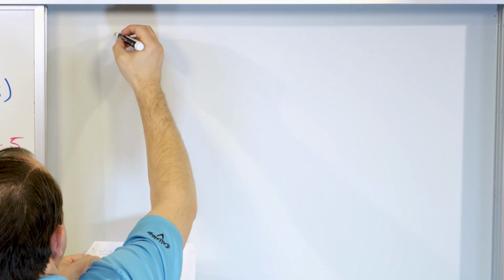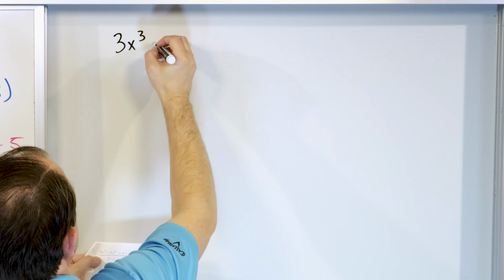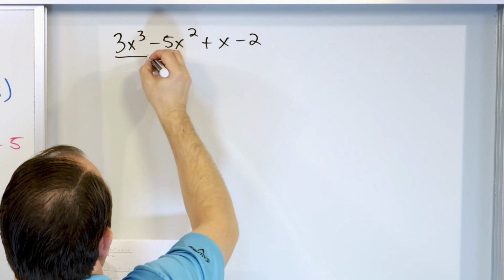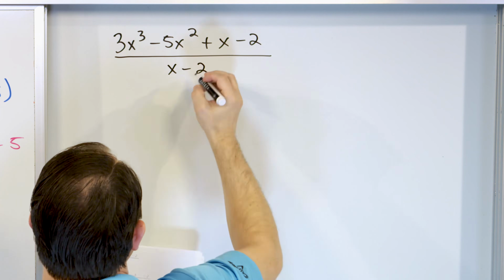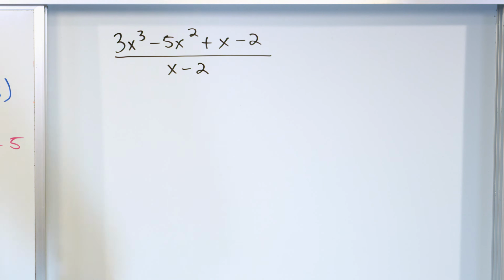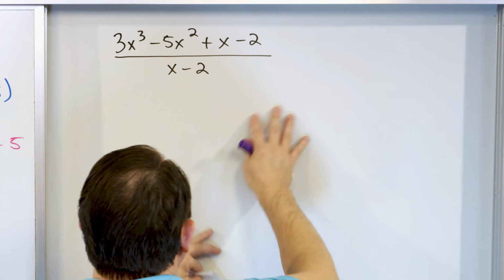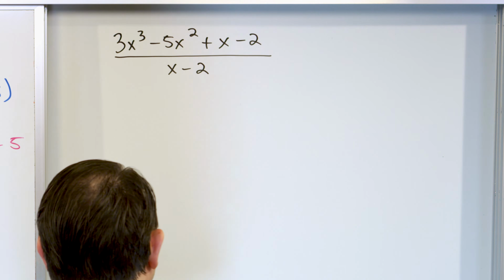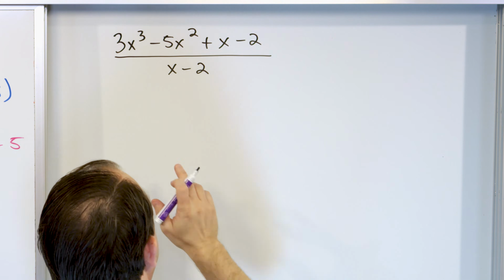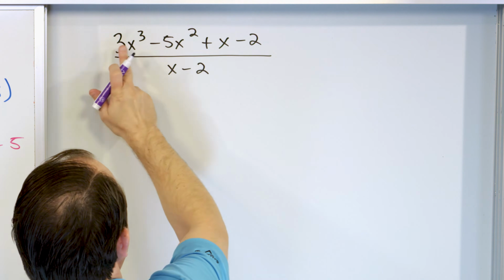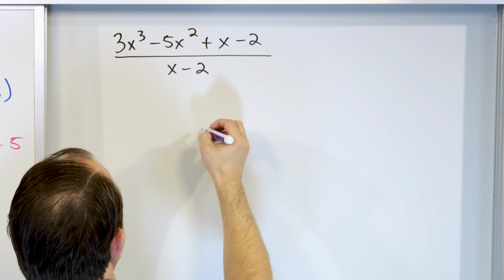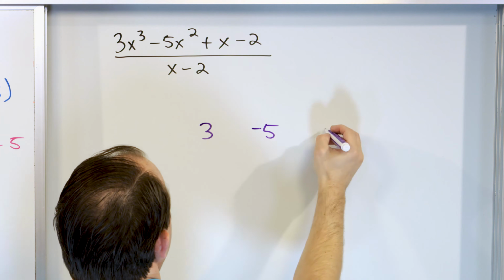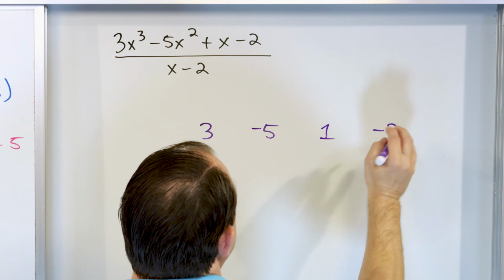Let's say that you're doing 3x cubed minus 5x squared plus x minus 2. And we're dividing that by x minus 2. Now, if you were doing long division, you would have to write this whole thing out and then do all the stuff with the subtraction, and it'd basically take the whole board, right? But since we're doing synthetic division, we don't do that. We take away the numbers and strip away all the variables, and we write it under this house here. So 3 is the first number, negative 5 is the next one, 1 is the third one, and negative 2 is the last one.